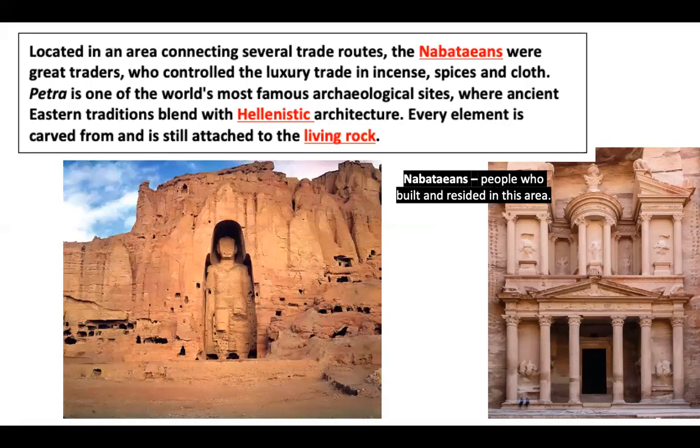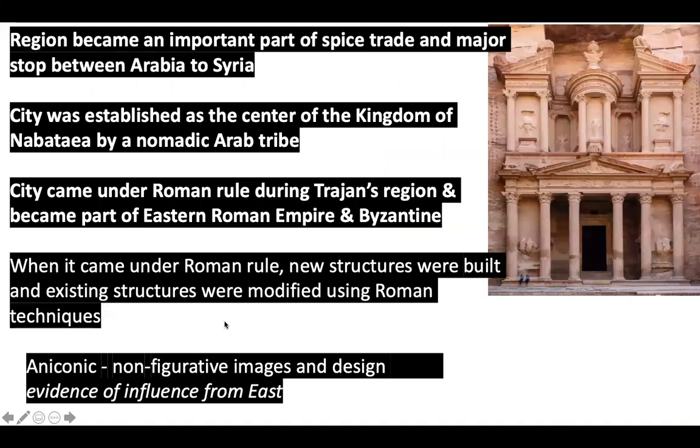And then you can relate that to the Bamiyan Buddhas, which won't be on our test, but about the influence of the drapery we talked about on the cloth. Okay, so this region became an important part of spice trade and major stop between Arabia and Syria. The city was established as the center of the kingdom of Nabatea by a nomadic Arab tribe. The city came under Roman rule during Trajan's reign, so that's a Roman ruler, and became part of Eastern Roman Empire and Byzantine. When it came under Roman rule, new structures were built and existing structures were modified using Roman techniques.